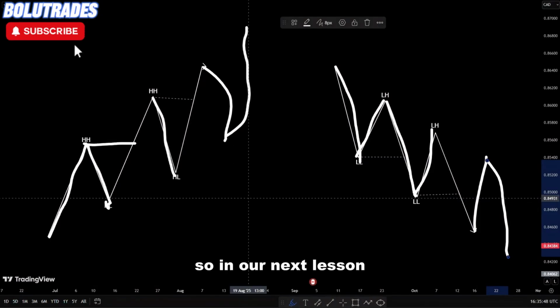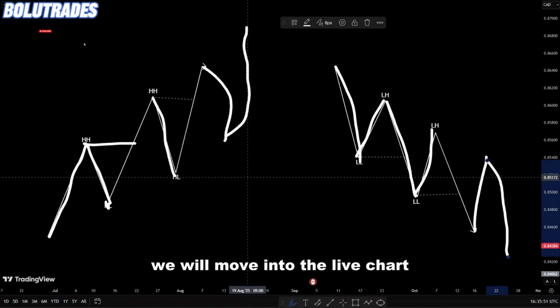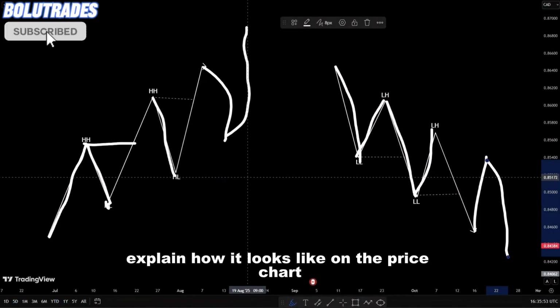So in our next lesson, we'll move into the live chart and explain how it looks on the price chart.